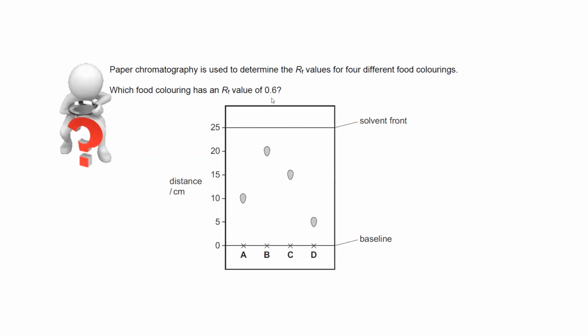Another question. Paper chromatography is used to determine the RF value of four different food colorings. So there are four different food colorings. Which food coloring has a RF value of 0.6?